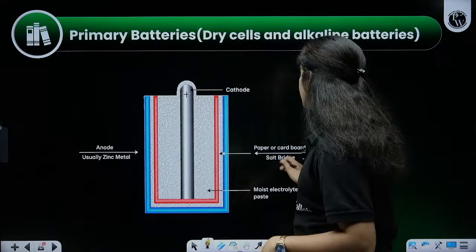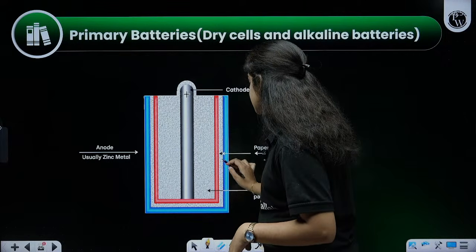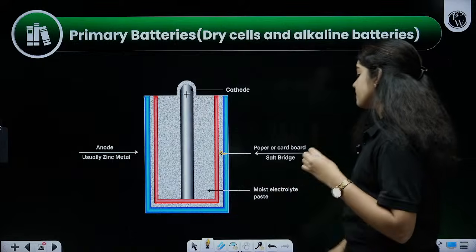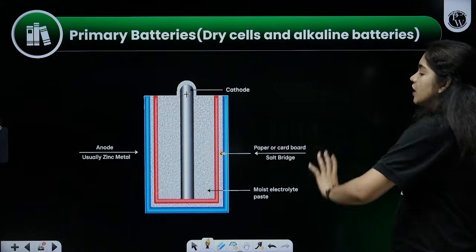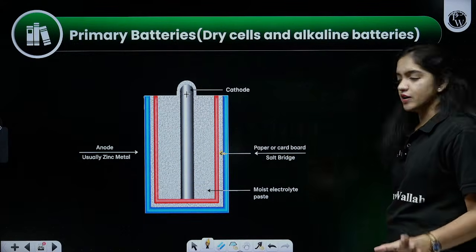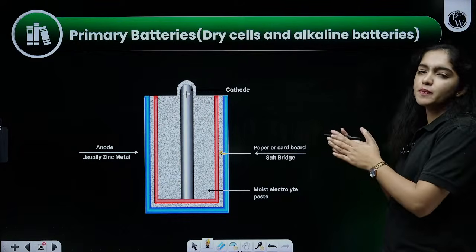Then a paper card or a salt bridge will be here. The red color is the paper or the cardboard salt bridge present between them. Okay, so this is the construction, this is the picture of the primary battery.